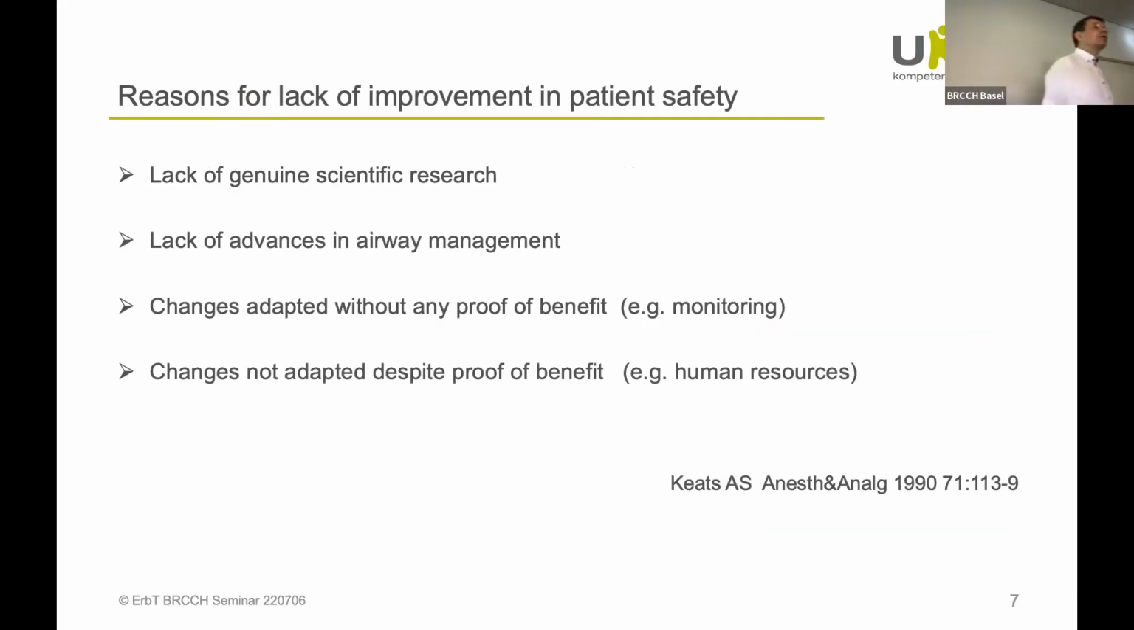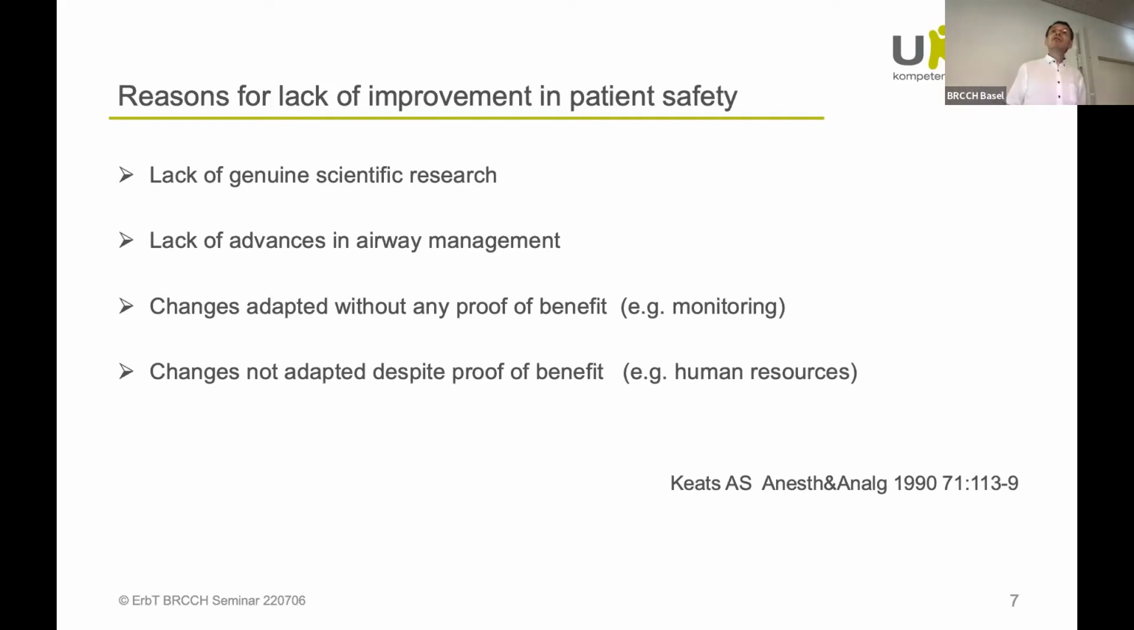Now, what are the reasons for a lack of improvement in patient safety in anesthesia? Arthur Keats, already 30 years ago, identified 4 major points. That's first, the lack of scientific research. And that holds true in pediatric anesthesia, no doubt. Anesthesia practitioners are primarily practitioners and not scientists.